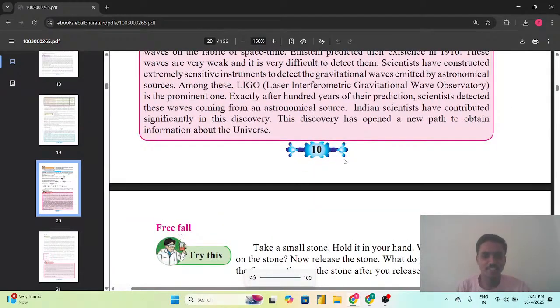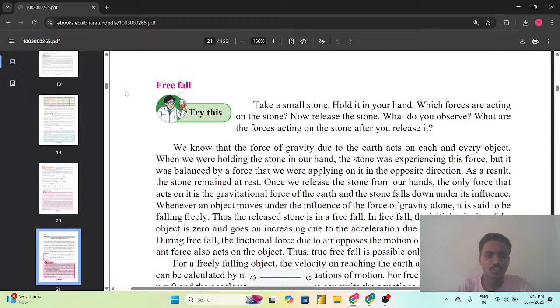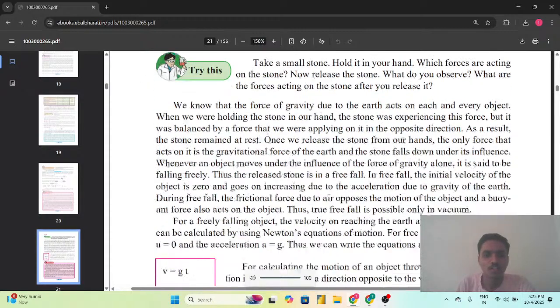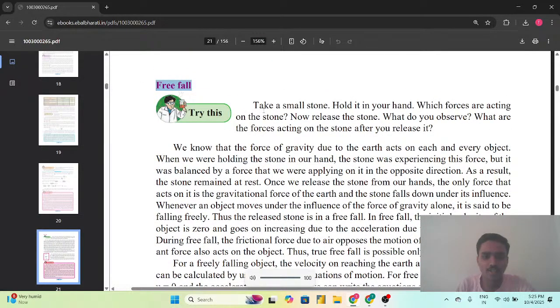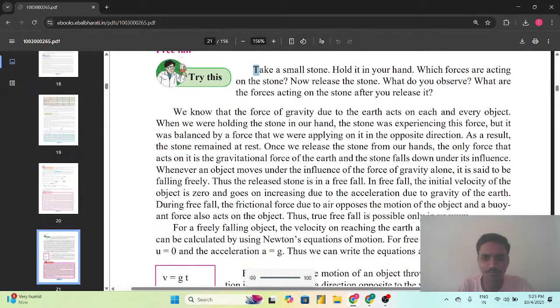Hello, so let's get started with the further discussion about free fall. Here is one activity, the Try This. Take a small stone and hold it in your hand. Which forces are acting on the stone? Now release the stone. What do you observe? What are the forces acting on the stone after you release it?